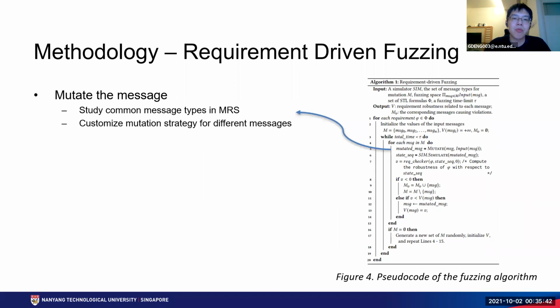Then we have the requirement-driven fuzzing module, and the pseudocode of this part is listed on the right side of the figure. It actually contains 4 steps. Firstly, we will mutate the message. To do this, we study the common message types in multiple systems, and we manually customize the mutation strategy for all the message types. For instance, for the sensor measure of the distance, we can increase or decrease the data measure. What we try to do here is to simulate how the Byzantine robot can change the message value to affect the system performance.